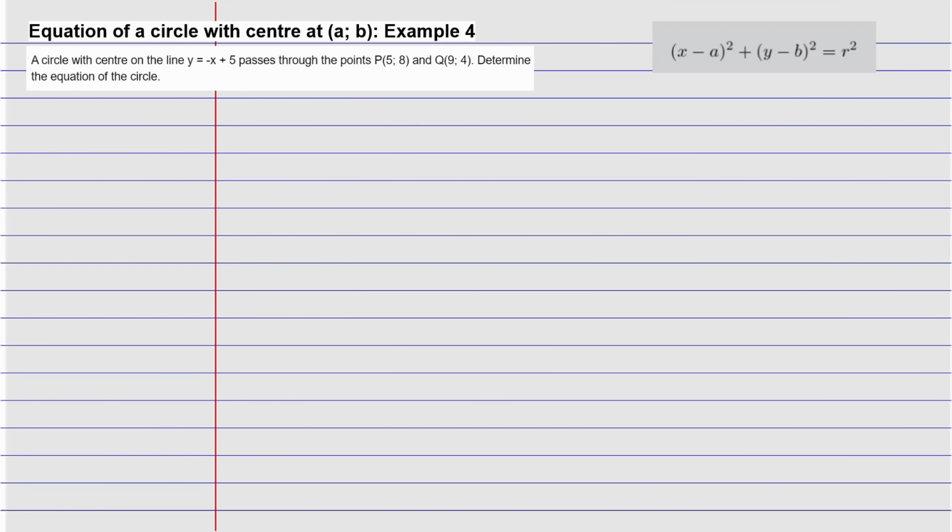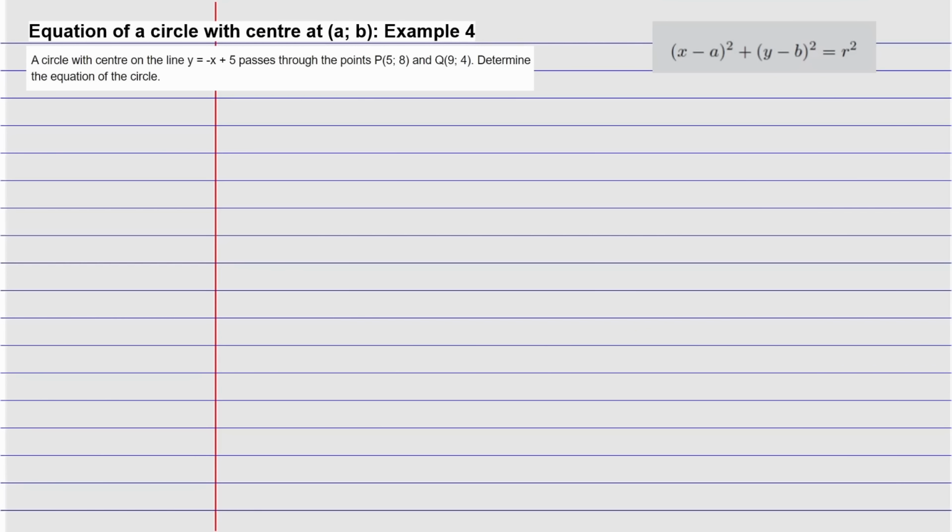Now we're going to do this question. It says a circle with a center on the line y is equal to negative x plus 5 passes through the point P, which is (5, 8), and Q, which is (9, 4). Then they want us to determine the equation of the circle.